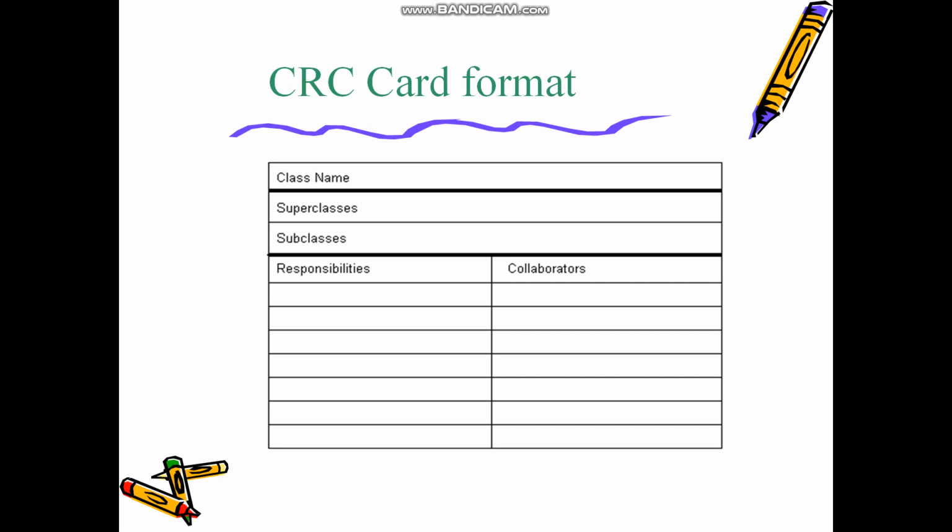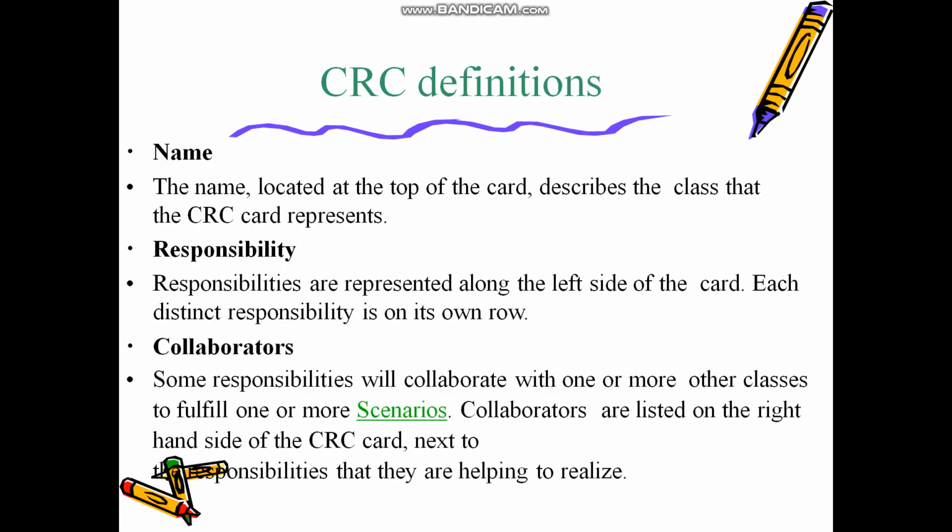This card format consists of the class name, some responsibilities, and the names of the collaborators. The class name, located at the top of the card, describes the class that the CRC card represents. The card also consists of some responsibilities. Responsibilities are represented along the left side of the card, and each distinct responsibility is on its own row.